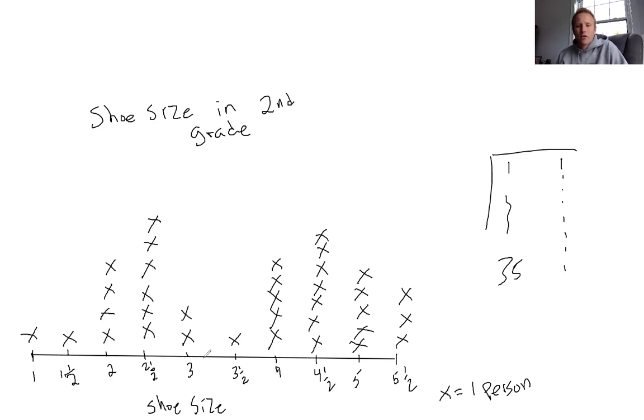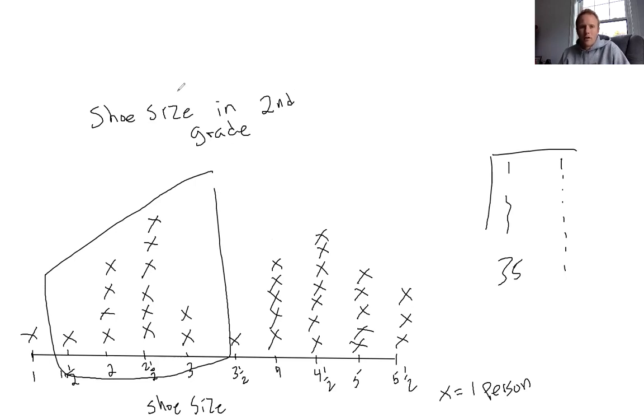Again, I could answer questions like how many people had less than 3.5. So I would look at all of these. 1, 2, 3, 4, 5, 6, 7, 8, 9, 10, 11, 12, 13. 13 kids had less than 3.5.